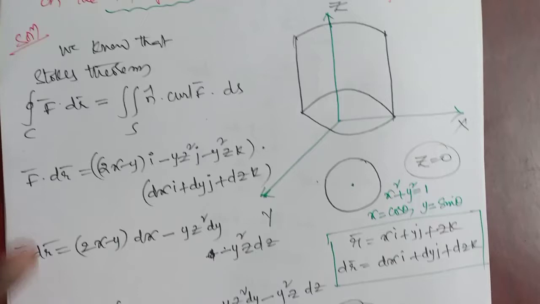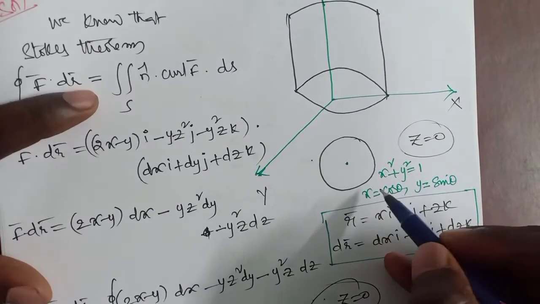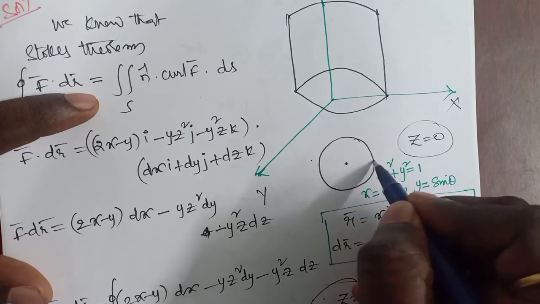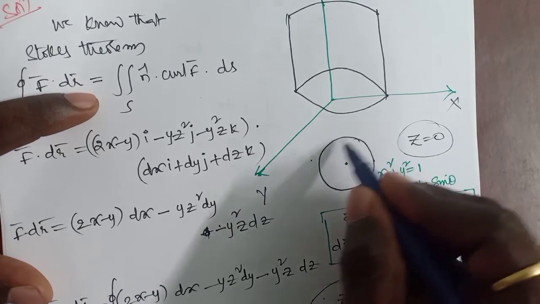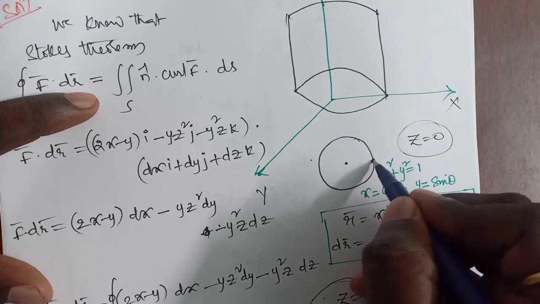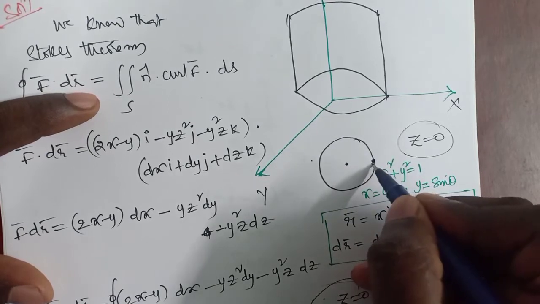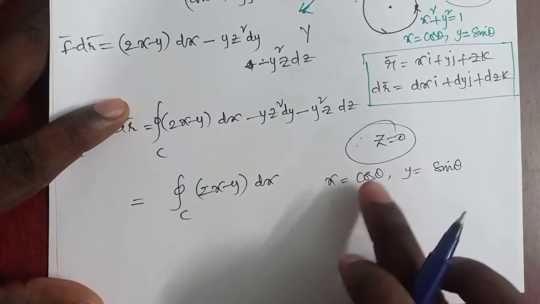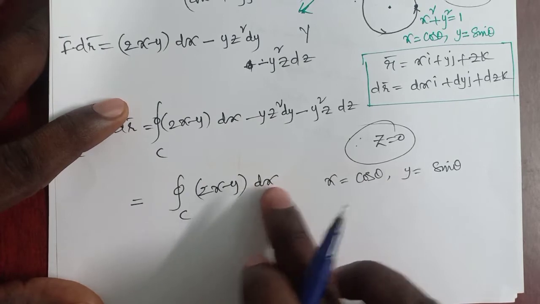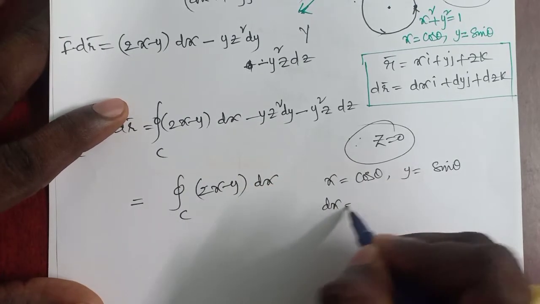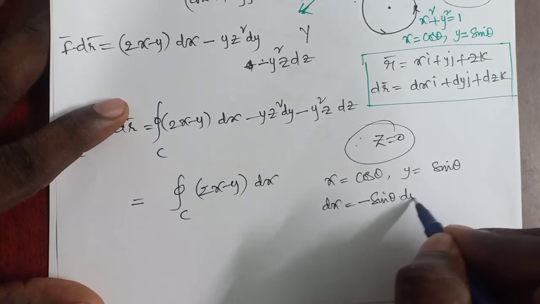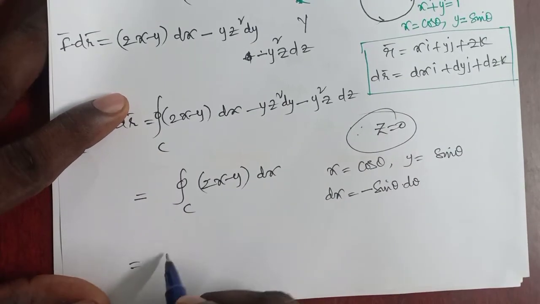And coming to the boundaries of theta, clearly theta starts with 0. It is a complete closed curve, so it starts with 0 and ends with 2 pi. We also need to find the value of dx. So dx is the derivative of cos theta, which is minus sin theta d theta. Now substitute the boundaries here.